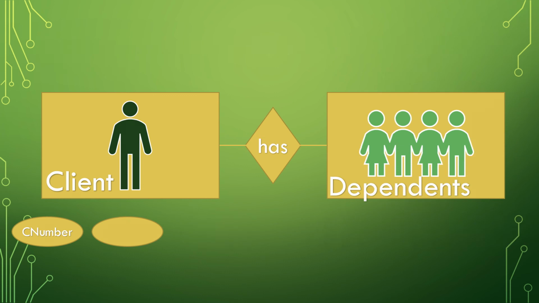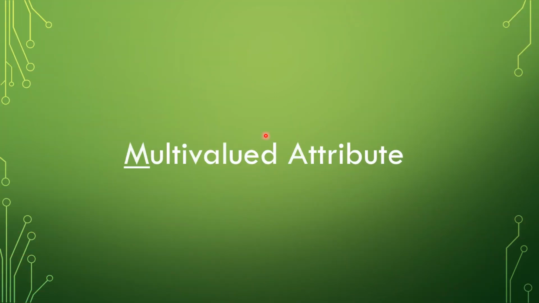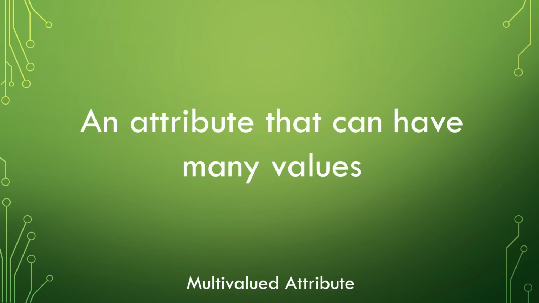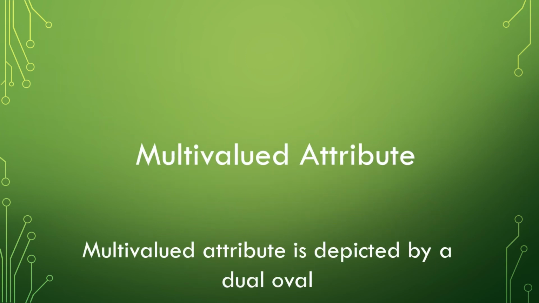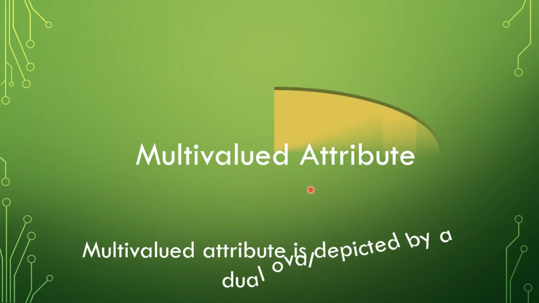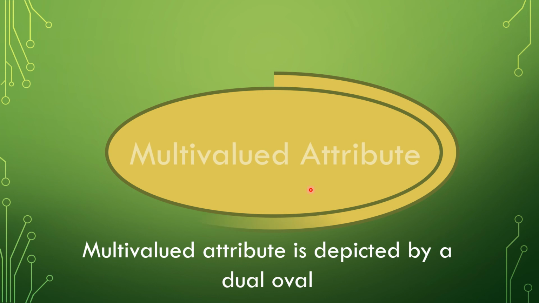Now let's move on to the next topic, which is the multi-valued attributes. From the name itself, a multi-valued attribute is an attribute that can have many values. In the diagram, a multi-valued attribute is depicted by a dual oval. Let's look at the example.